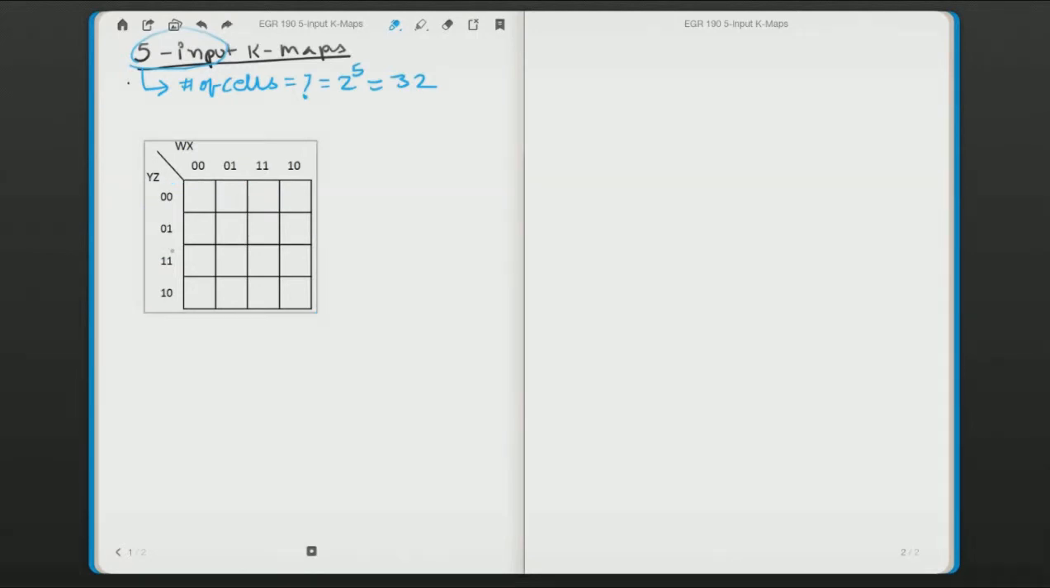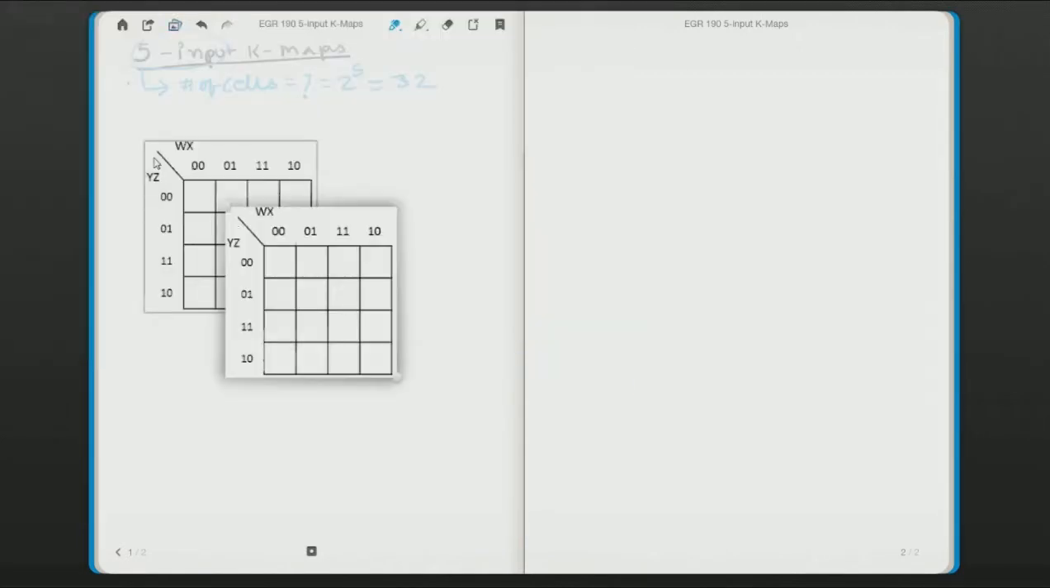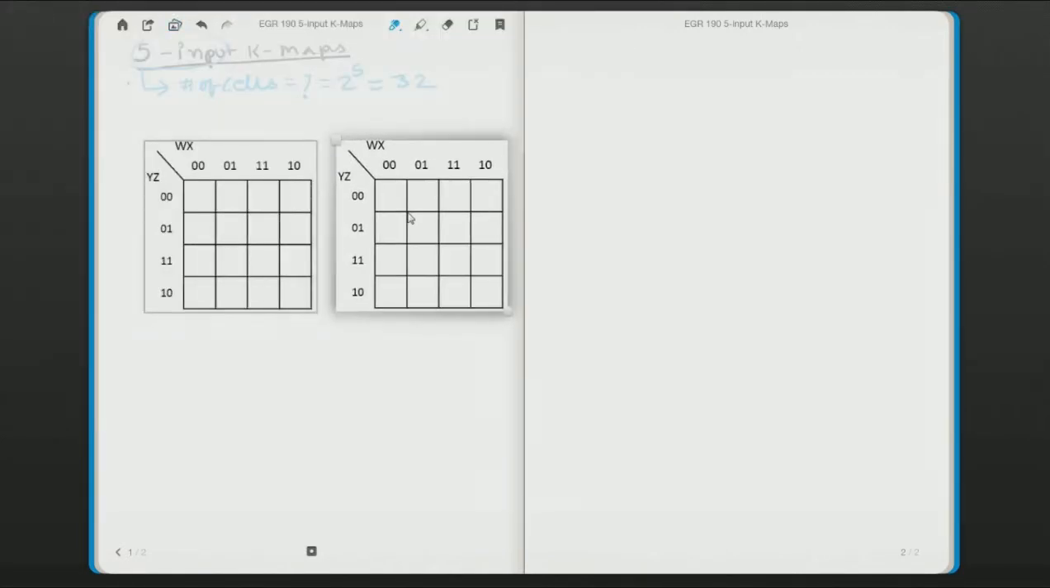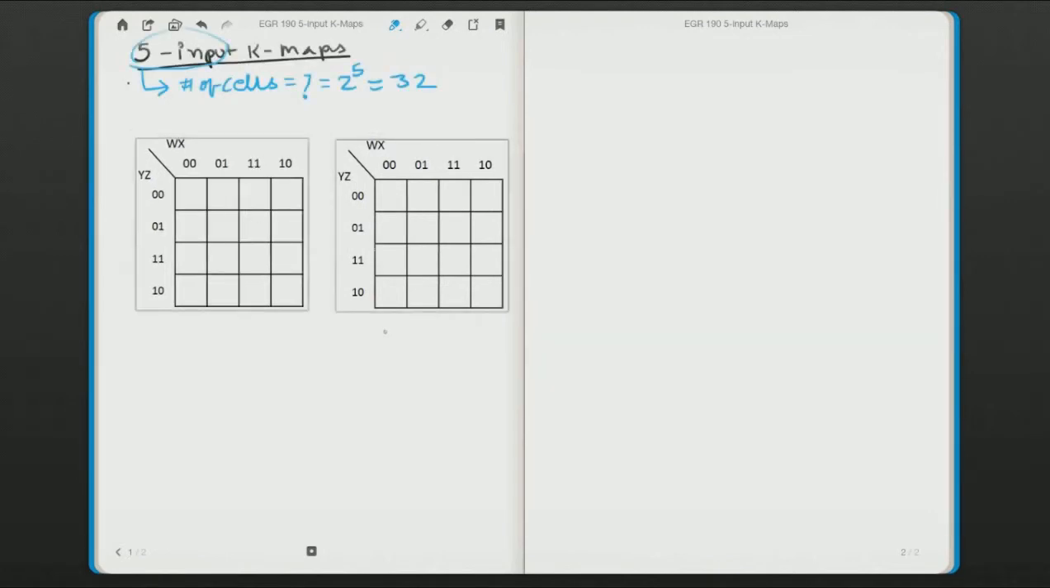So how do we go from this 4-input K-map to a 5-input K-map? Do we take this and mirror it on the bottom? No. If we do that, the fundamental rule that two adjacent cells cannot differ by more than one input is not going to be valid. So all we do is take one more K-map and put it on the side, and when we solve this 5-input K-map, we have to imagine in 3 dimensions.